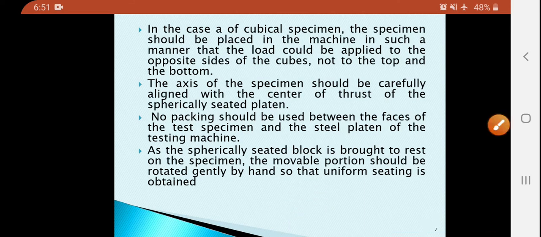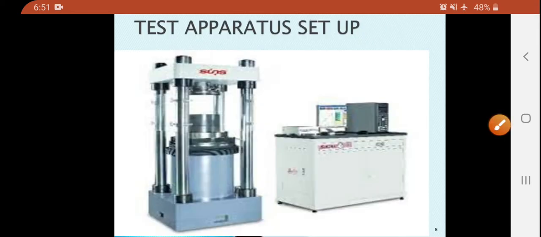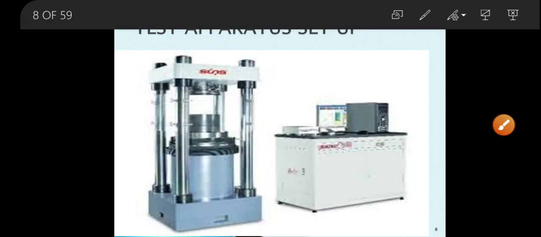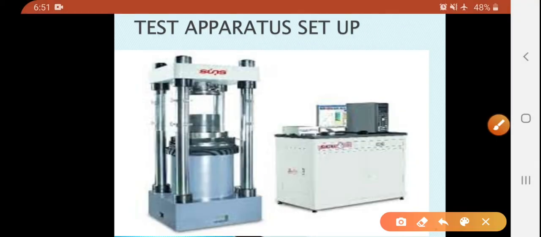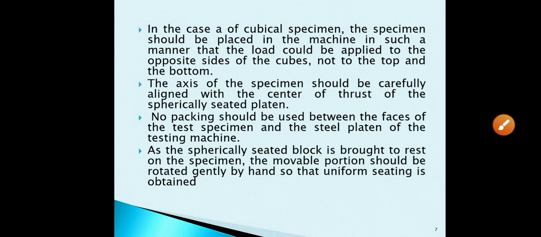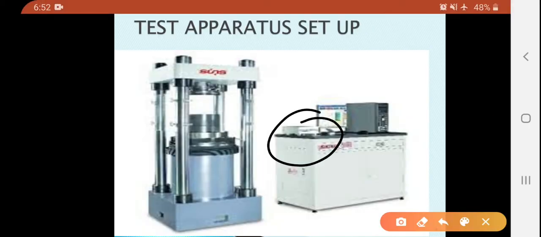Next, the axis of the specimen should be carefully aligned with the center of thrust of the spherically seated platen. Here the axis of thrust should be aligned with the spherically seated block, because this will be in a spherical shape. Here we are just placing the mold. As the spherically seated block is brought to rest on the specimen, the movable portion should be rotated gently. So with the help of this loading frame, we are applying the load with these columns.